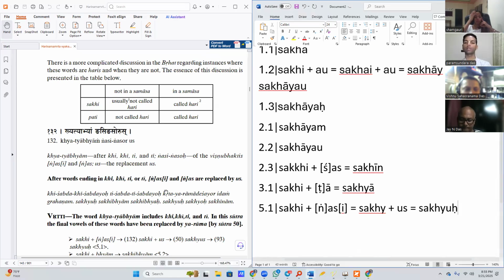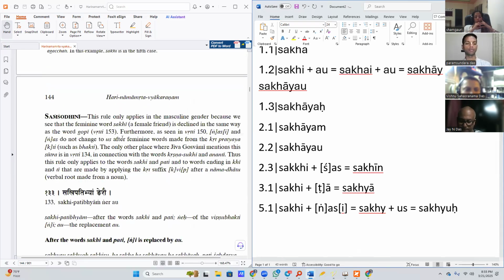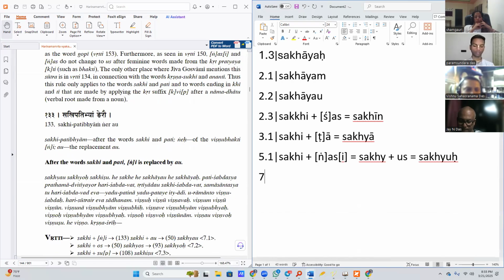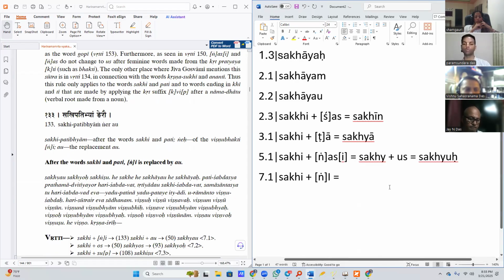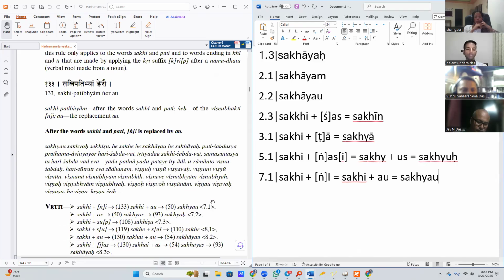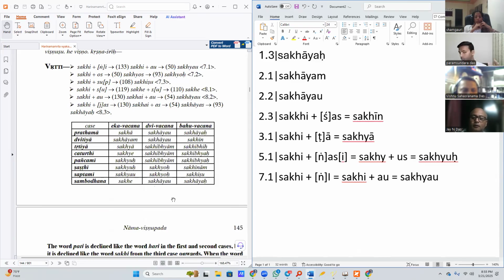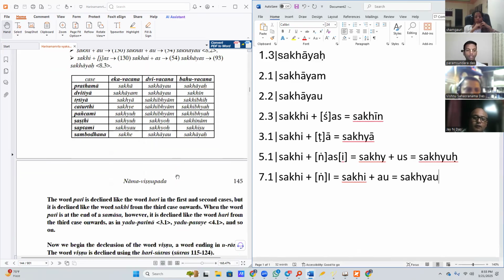Then Sakhibhyam, Sakhibhya, 6.1 same, Sakhyu, Sakhyo, Sakhinam, and 7.1, Sakhi plus Ni. After the words Sakhi and Pati, Ni is replaced by O. So after Sakhi, Ni is replaced with O. And Idvameva Sarveshware. So Sakhyo. Sakhyo, Sakhishu, He Sakhe, He Sakhya, Sakhayo, He Sakhaya. So this is the Sakhi table in Purushottam Linga, in masculine gender.